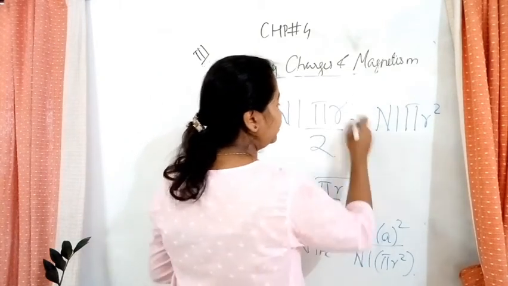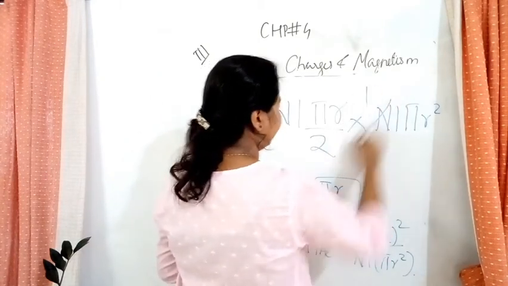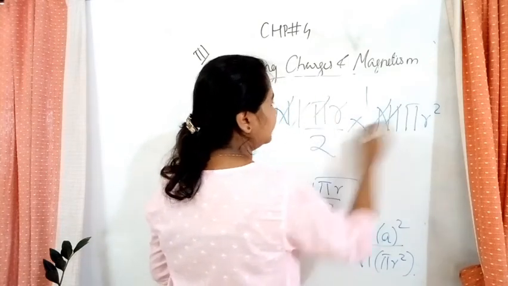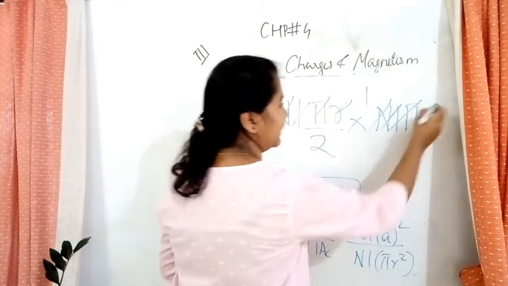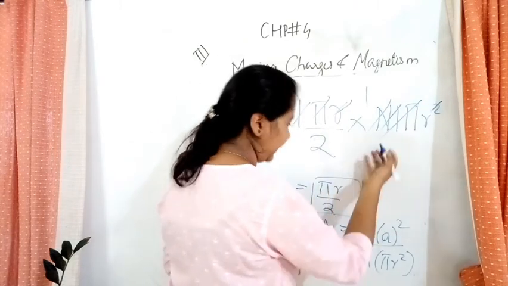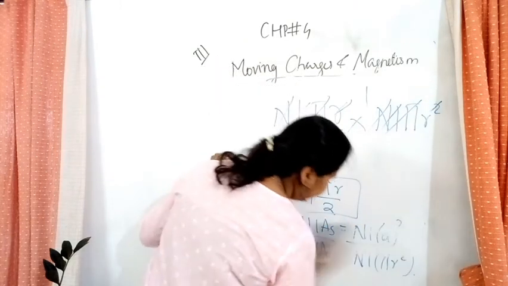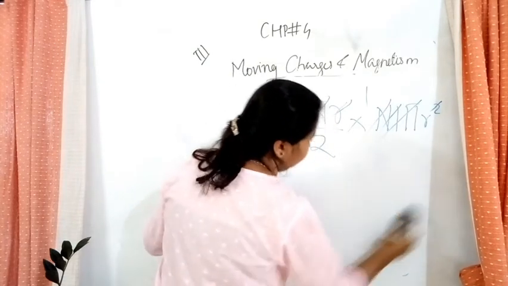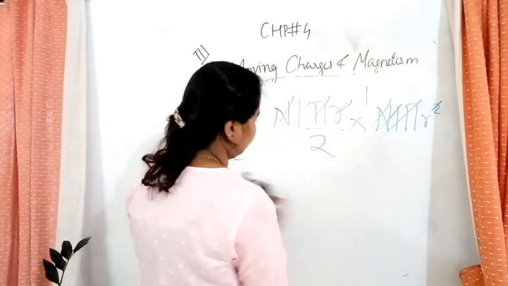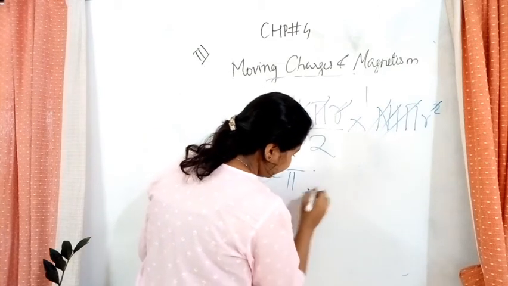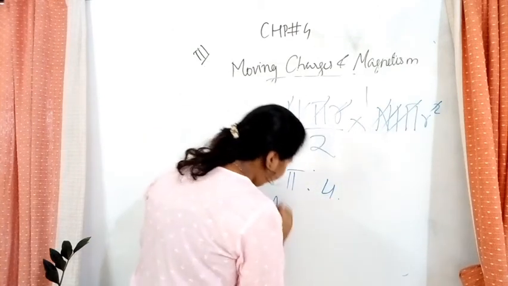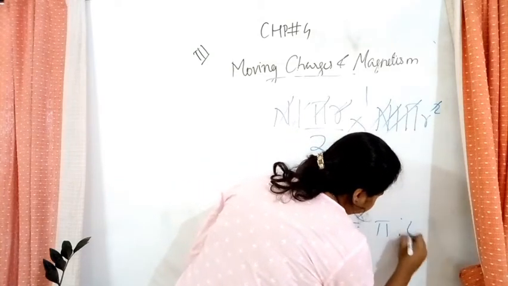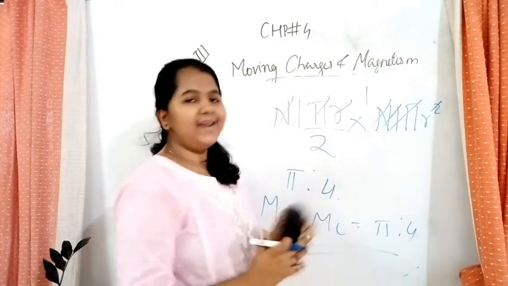So how will you divide this entity? It is into 1 by. So this will get cancelled, this and this would get cancelled. So what would be the ratio? The ratio between them is, we'll write the ratio, that is pi is to 4. So Ms is to Mc is equal to pi is to 4. So this is our answer.